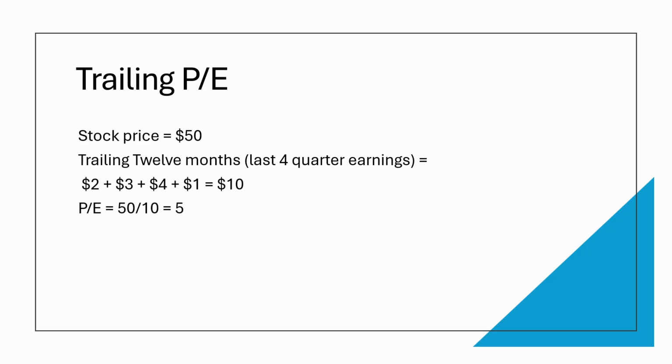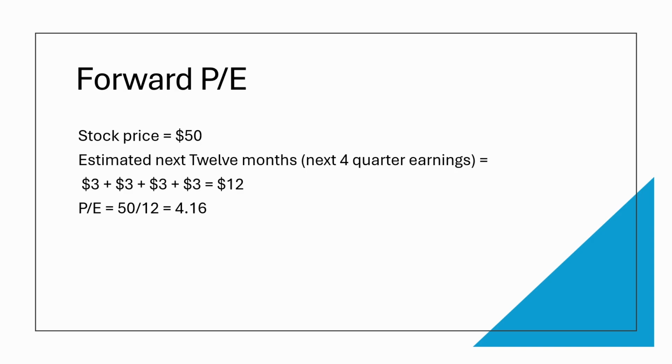As you can see in this example, the first quarter earnings is $2, second quarter earning is $3, third quarter earning is $4, and fourth quarter earning is $1. If you add them together, you get a total of $10. Now, if you divide the stock price, which is $50, by a total earnings of last 12 months, which is $10, you get a ratio of 5.